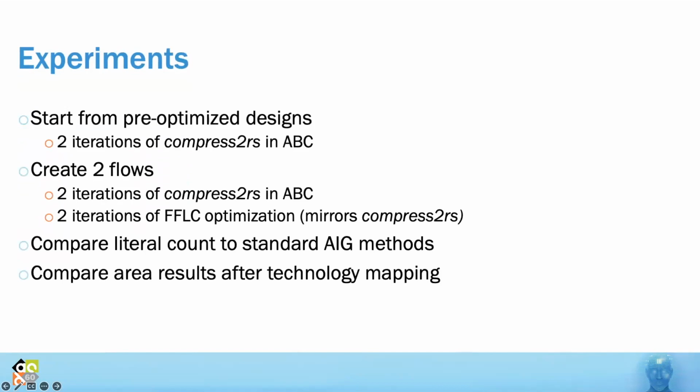In the experiments, we start from pre-optimized designs by running 2 iterations of compress2rs in ABC. And then we created 2 flows. The first one keeps iterating 2 times compress2rs in ABC, and the second one iterates 2 times the new script for factor form literal count optimization that mirrors each command of compress2rs, but with factor form literals as a cost function. And then in these experiments, we compare the literal count and the results in area after technology mapping.